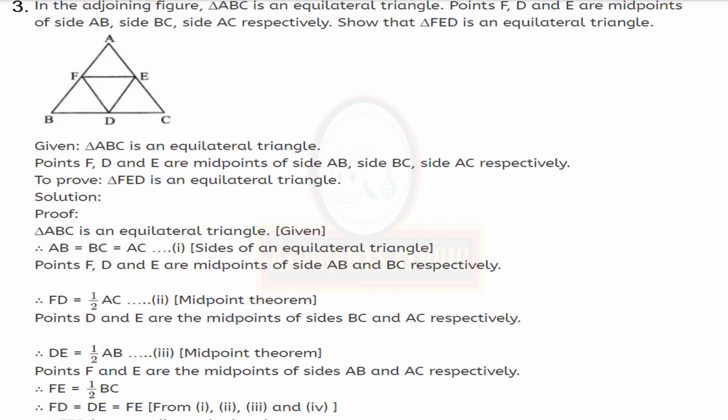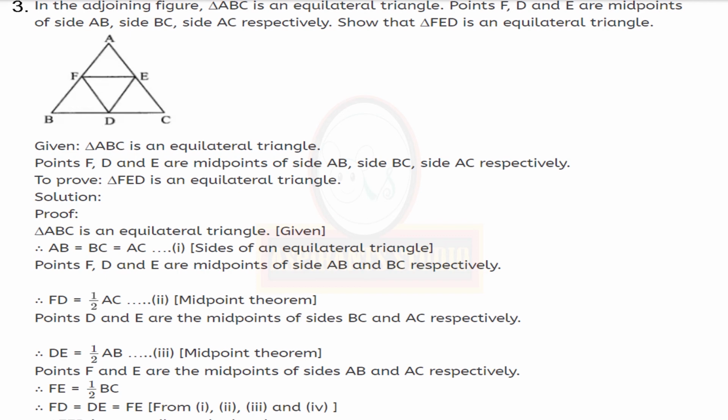Coming to the proof. Triangle ABC is an equilateral triangle is given. Therefore, AB is equal to BC is equal to AC. Take it to be the first equation because they are sides of an equilateral triangle. All the three sides are congruent. So we have AB is equal to BC is equal to AC.